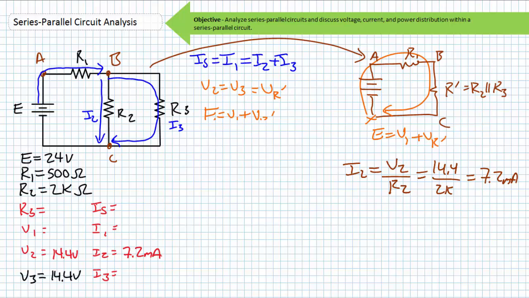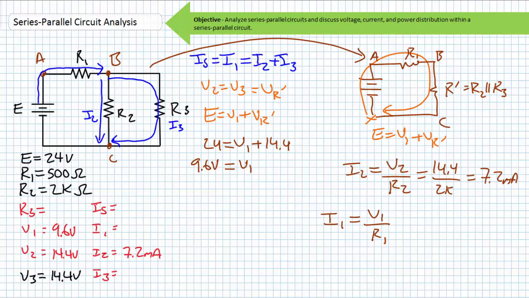We've kind of run out of handholds regarding the parallel combination of R2 and R3. We know V2, R2, and I2, and we know V3. However, we don't know R3, I3, or the current entering or leaving this parallel combination. Or do we? Our earlier KVL analysis suggested that E equals V1 plus VR prime. Given VR prime equals V2, which equals V3, we can substitute in the given source and V3 value and solve for V1, where V1 equals 9.6 volts.